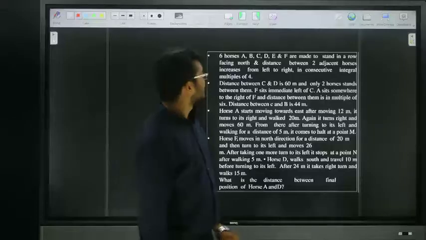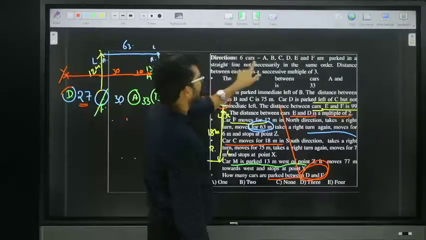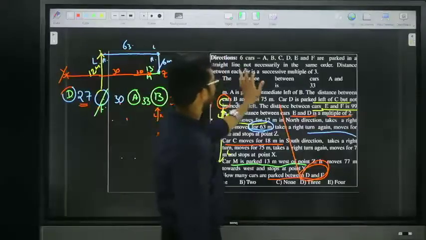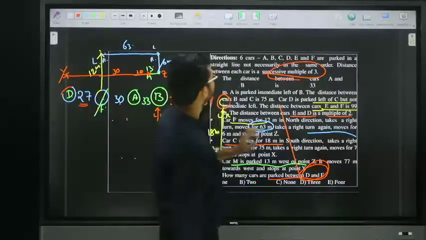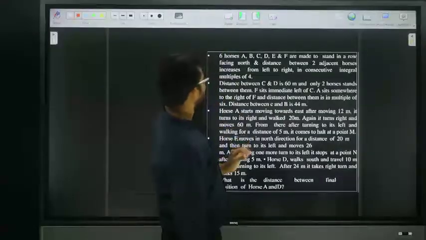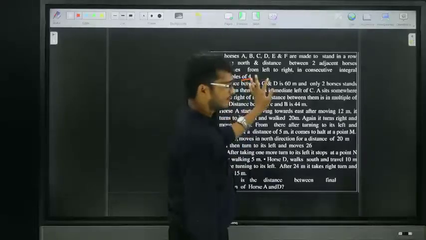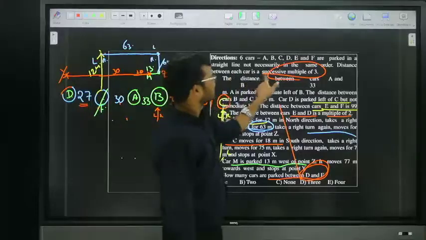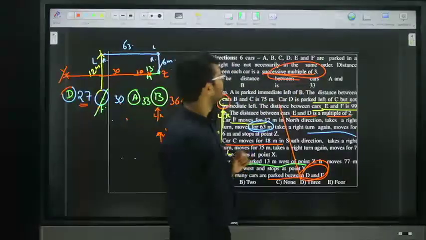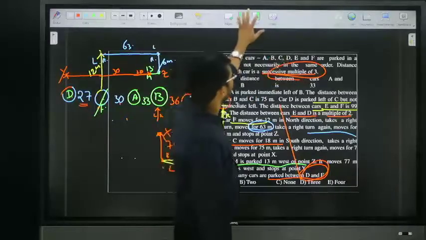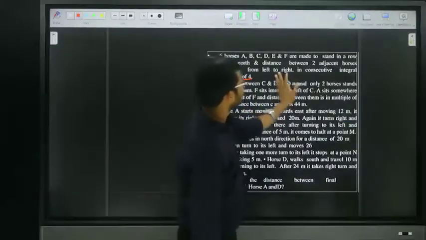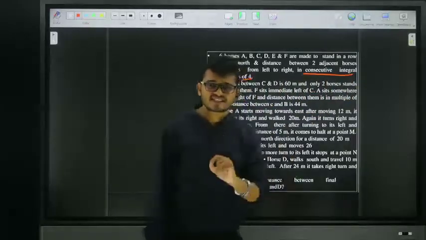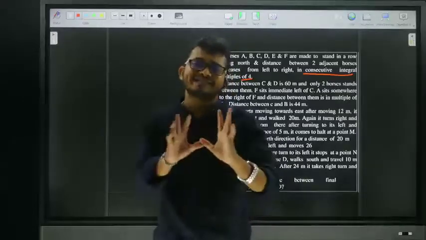See, in the previous example they gave cars. Here they gave horses. In the previous example they gave multiple of 3, but in this case they mentioned multiple of 4. Previously they mentioned the distance between each car is a successive multiple of 3. Here they mention the distance between each horse is a consecutive integral multiple of 4. Remember, friends, successive multiple and consecutive multiple are both the same.